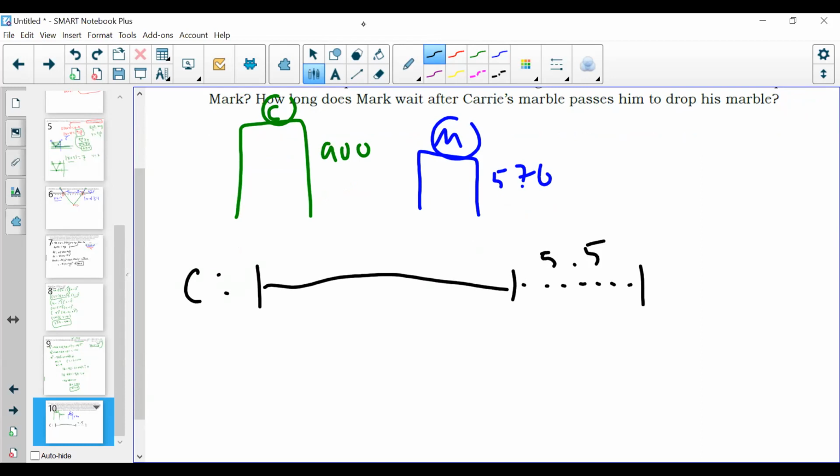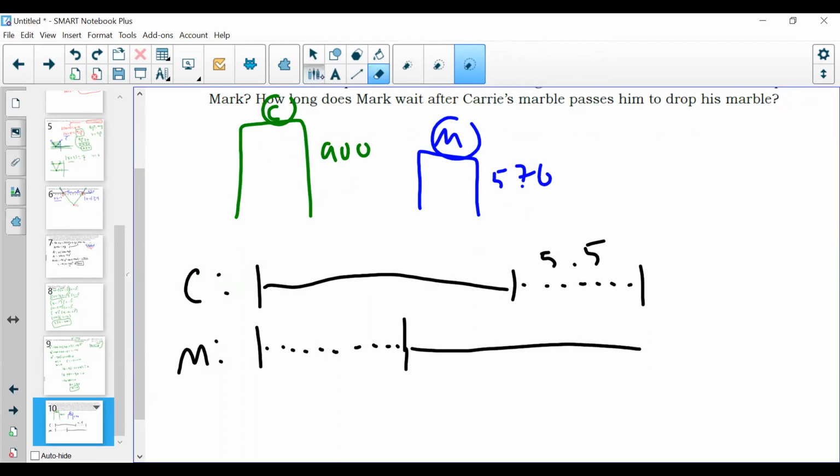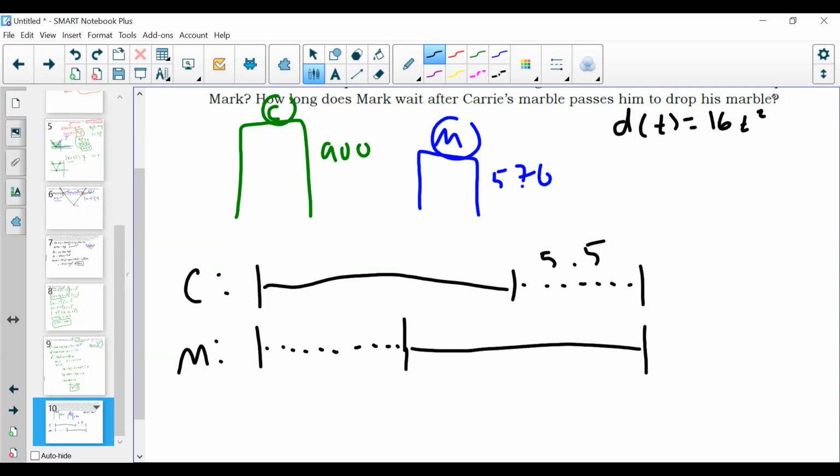And then after that, we have Mark. He's going to wait a certain amount of time, we don't know how long, until he drops his marble, and then it hits the ground. What we're going to do is we have a few things we need to solve for, and we can solve all this out with the d of t equals 16 t squared formula. The distance in terms of time equals 16 times t squared.